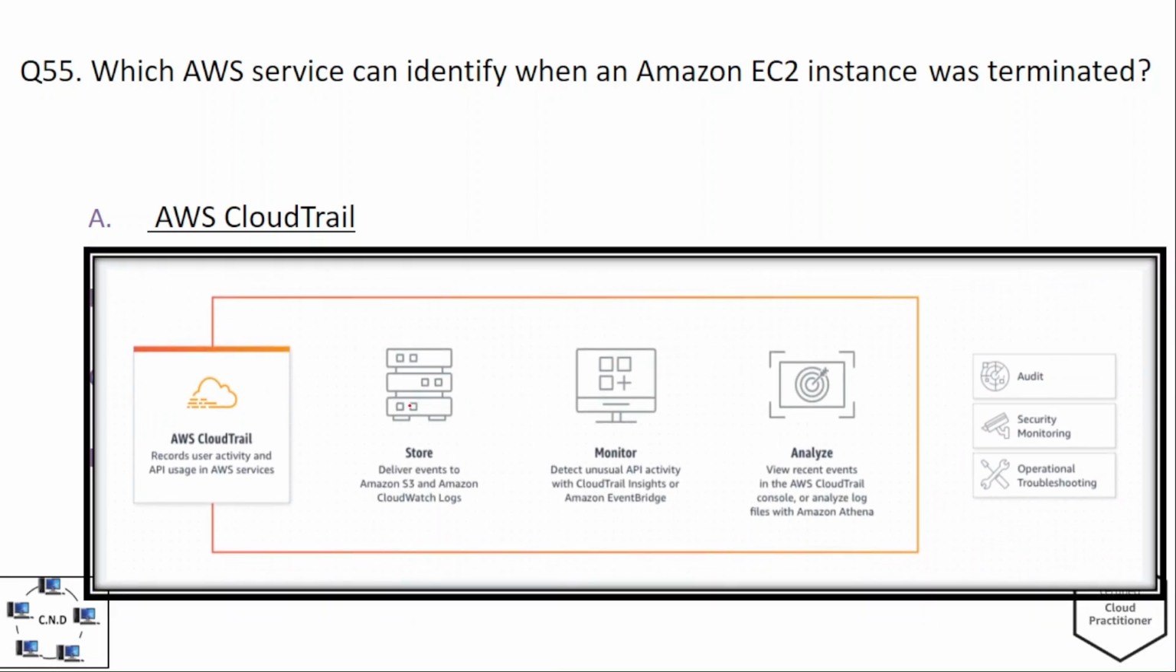And this is the visual representation of CloudTrail. It records user activity and API usage in AWS services. These logs are then stored. They are used to monitor and analyze different activities, and they can be used for troubleshooting, auditing, and monitoring.